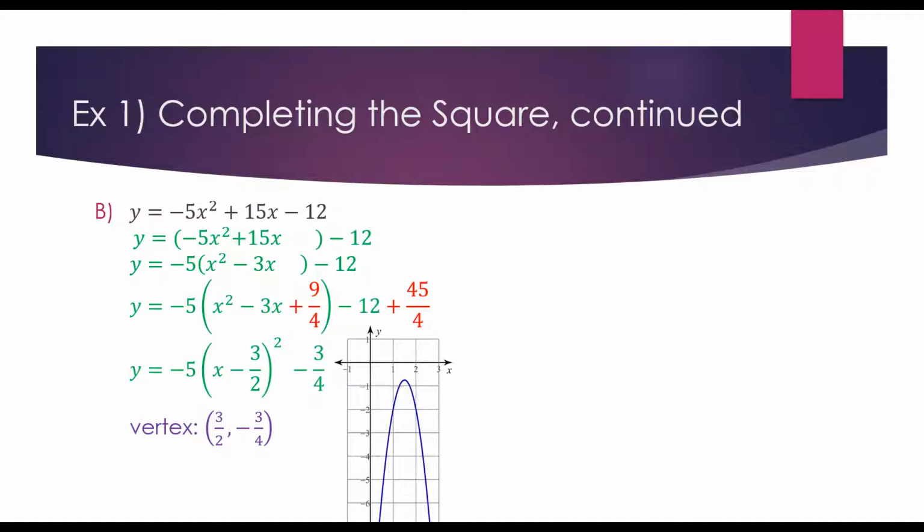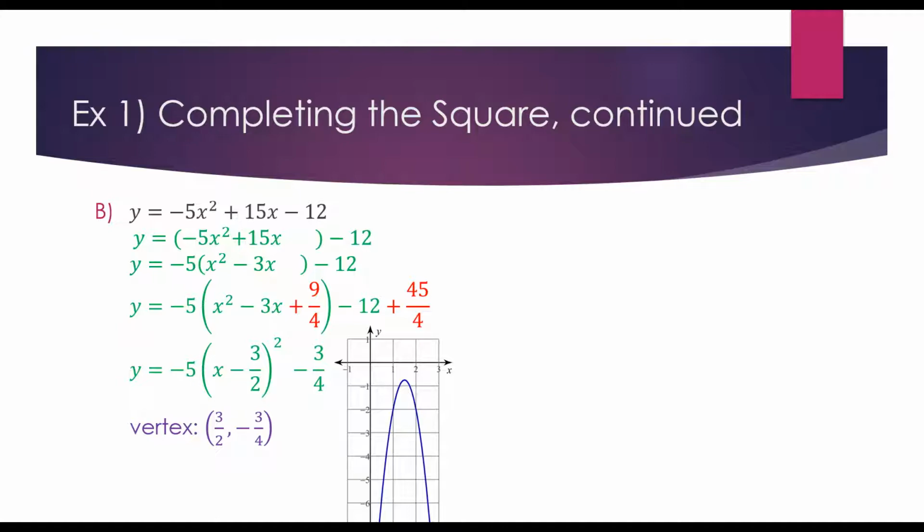And then because of that -5 that's out in front of the parentheses, I know that when I go over one space from my vertex, I'm going to go down 5 spaces. Okay, so when we go over one space from our vertex, we're going down 1, 2, 3, 4, 5 spaces. Same thing on the other side, and we can sketch in our curve.